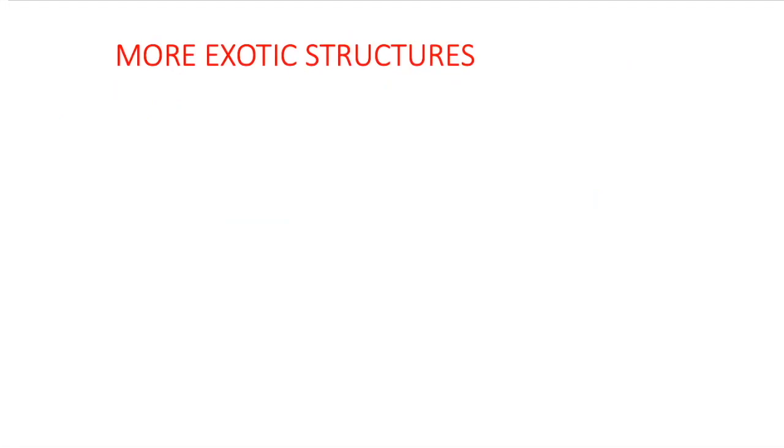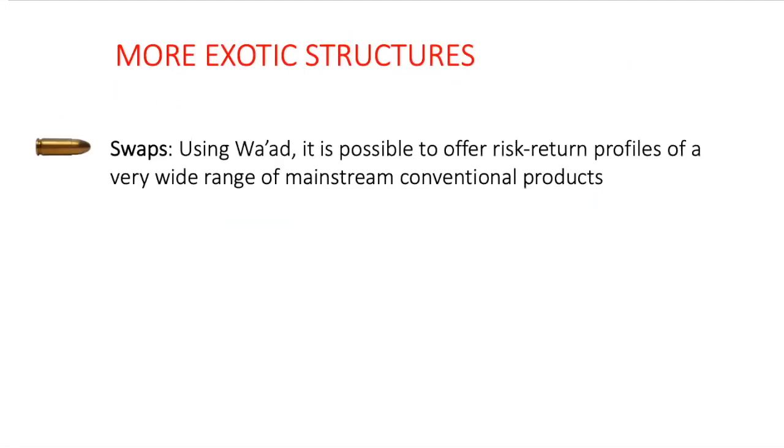There are some more exotic structures, swaps, for example. Using WAD, it is possible to offer risk return profiles of a very wide range of mainstream conventional products. And this is something which is already being used in the market. I'm not coming up with something new. Islamic banks and financial institutions are regularly using profit rate swaps and exchange rate swaps. Exchange rate swaps are used in a number of global sukuk offerings.